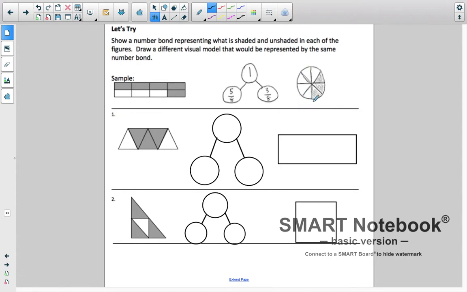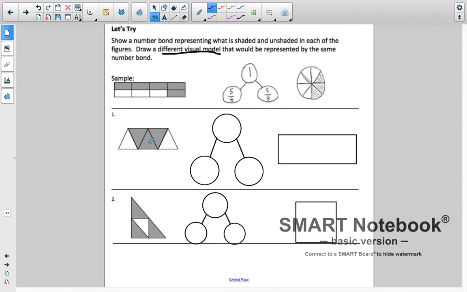Now what they did is they drew a different shape. It says that you need to draw a different visual model, so a different shape than what they did. So they did a circle, and they showed that there's 5/8. That's the unshaded. Here they did the unshaded part. So 1, 2, 3, 4, 5, and 8 equal pieces. And then they did 3/8, 1, 2, 3 for the shaded part, 3/8. So they did it backwards, but this is still correct because the number bond shows 5/8 and 3/8. So this figure shows 5/8 and 3/8.